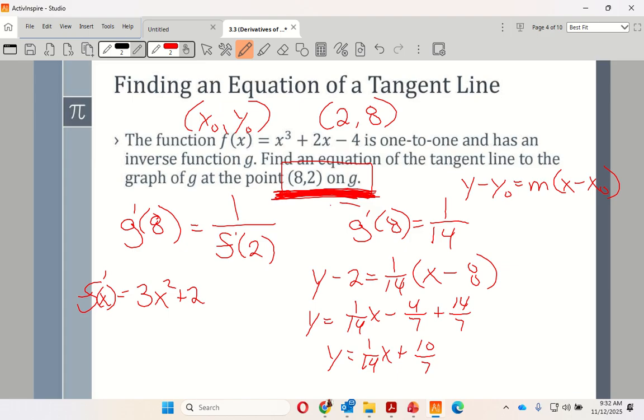Questions, concerns, complaints, conspiracy theories? Are we still good? Yeah, Blake. Where'd you get 4 over 7? What's negative 4 plus 14? 10 over 7, yes. We're combining these right here. Where did you get negative 4 over 7? Like the first place? Oh, okay. Distribute this.